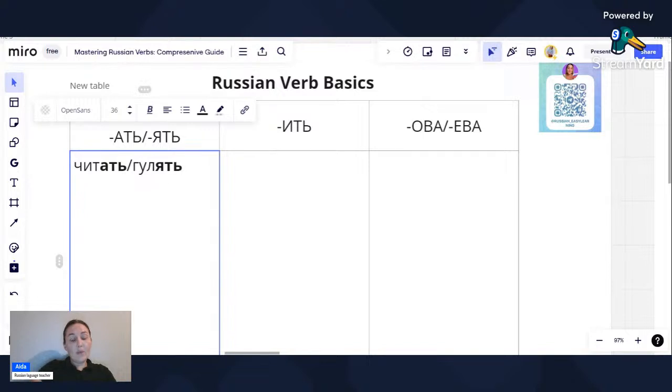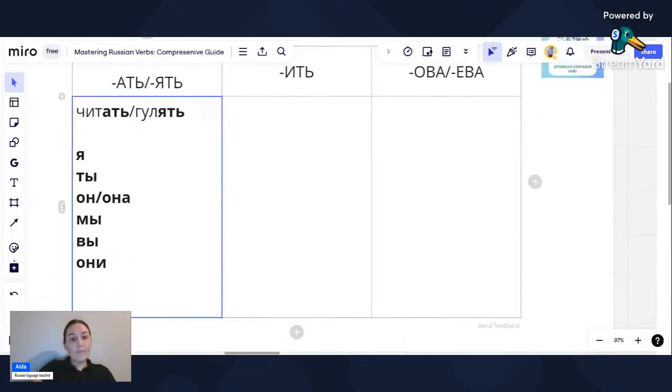Читать. We will change this verb in the present tense right now. So we have personal pronouns: я, ты, он или она, мы, вы, они. Я, I; ты, you; он, она, he or she; мы, we; вы, you, polite, or you for a group of people; and они, they. Okay, let's change this verb читать.